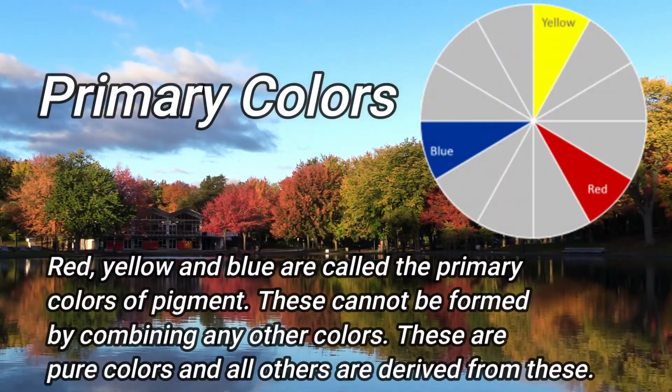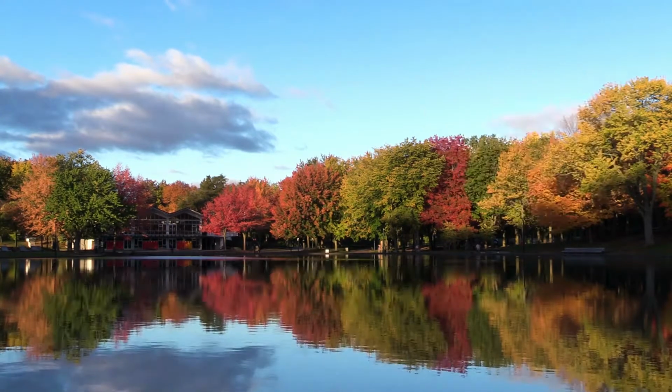Red, yellow, and blue are called the primary colors of pigment. These cannot be formed by combining any other colors. These are pure colors, and all others are derived from these.